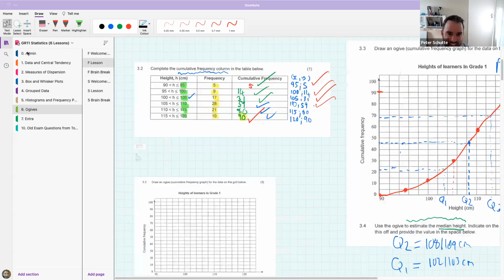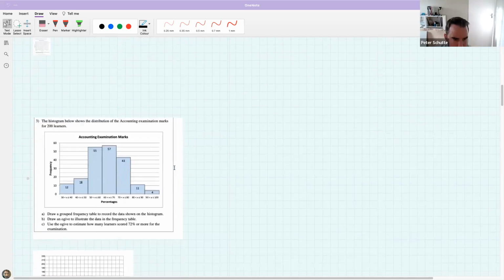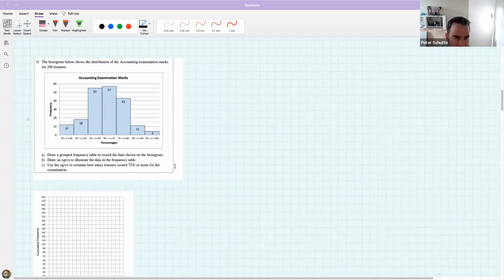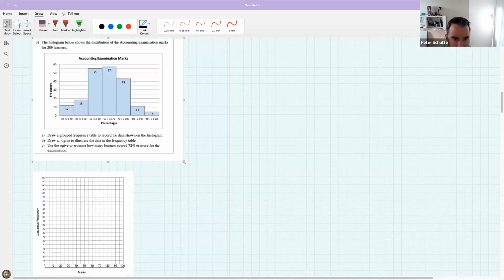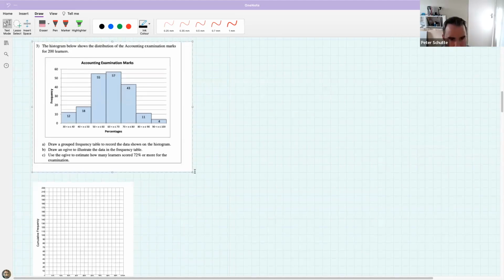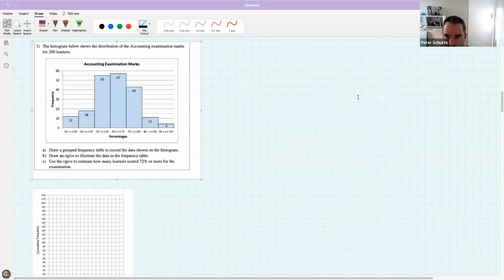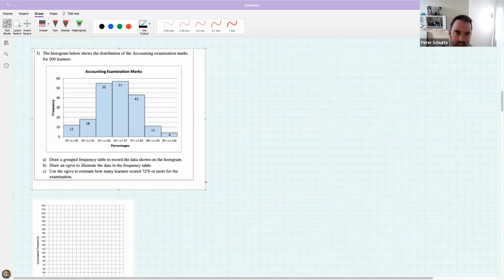Okay, let's get back to our questions that we were doing on ogives. So if we look at this situation, it says start, draw a grouped frequency table to record the data shown in the histogram. So I want you to record your own grouped data table, and they've given you a histogram. You need to draw up the table. So I'm going to give you 2 minutes to do that. Off you go. What is your grouped data table going to look like?